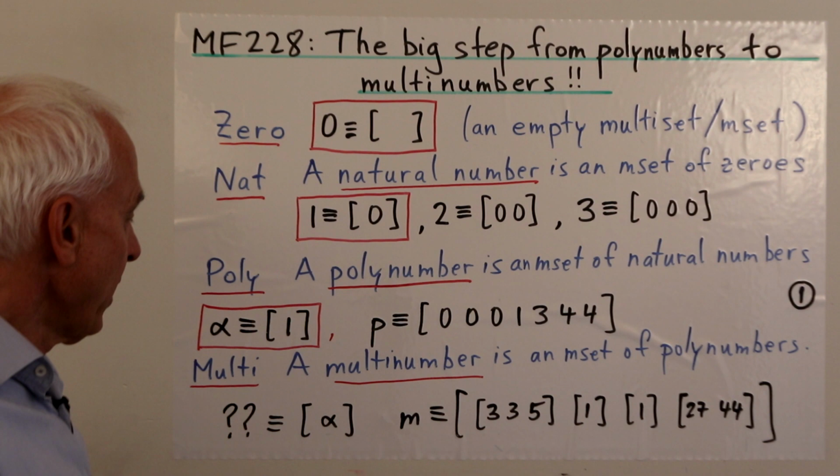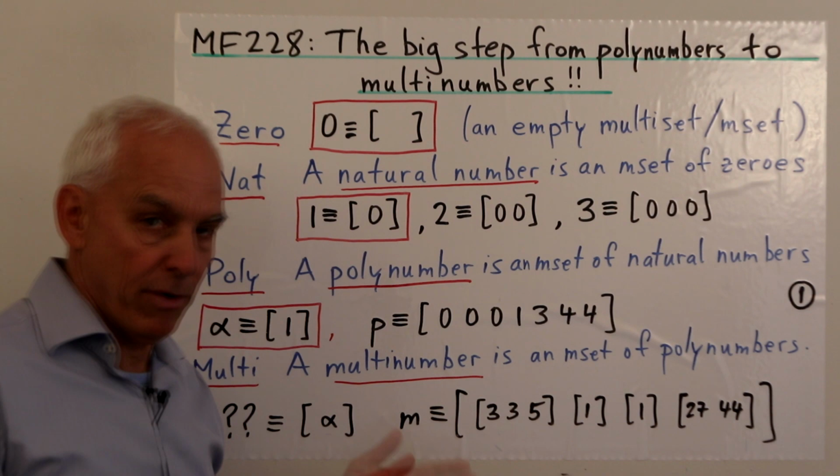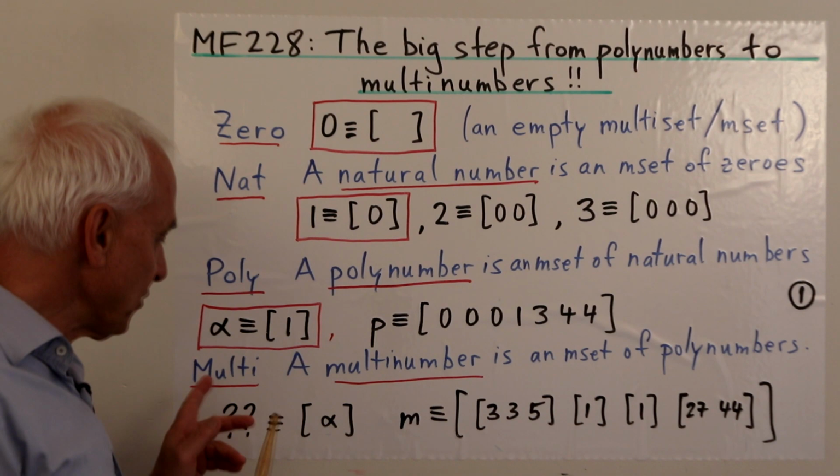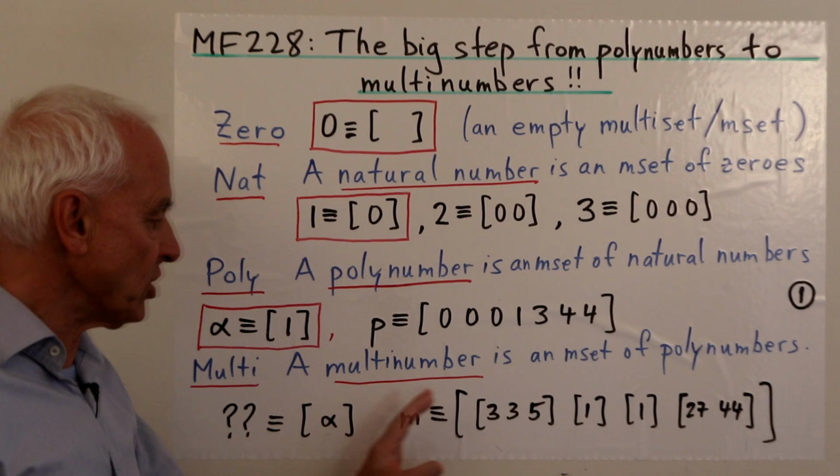And then we also introduced multinumbers. A multinumber is an mset of polynumbers. So the simplest one there would be the mset consisting just of alpha. And we haven't yet given it a name. And that's going to be interesting for us today to investigate, you know, how we should get some terminology going for these multinumbers. Here's a more general kind of multinumber.